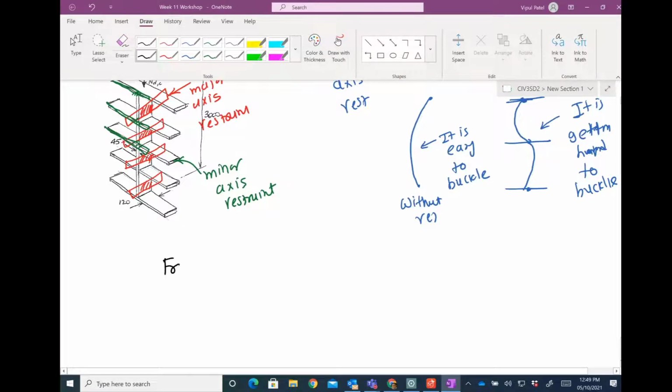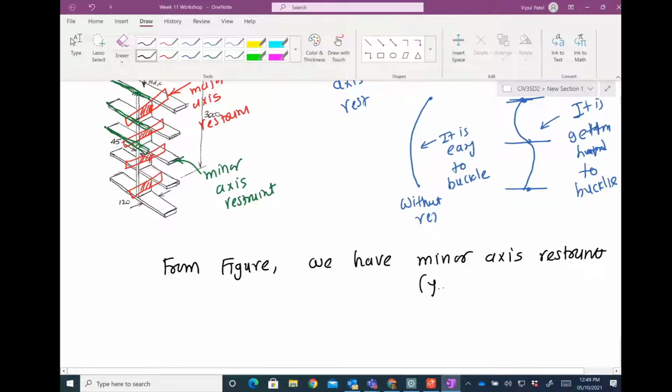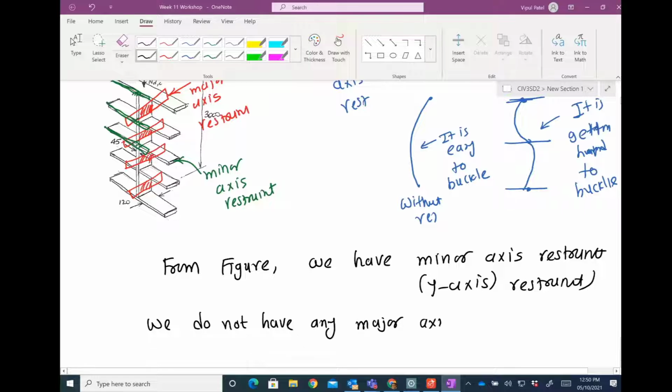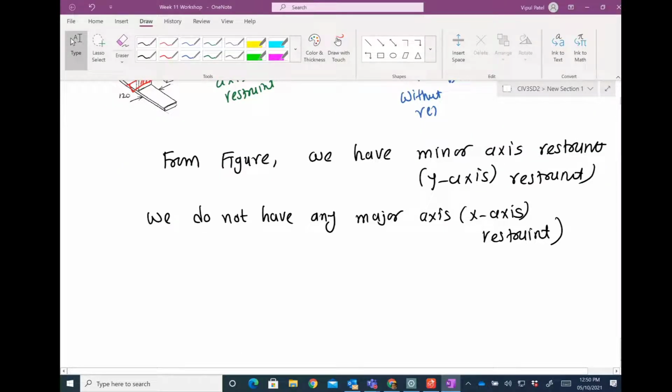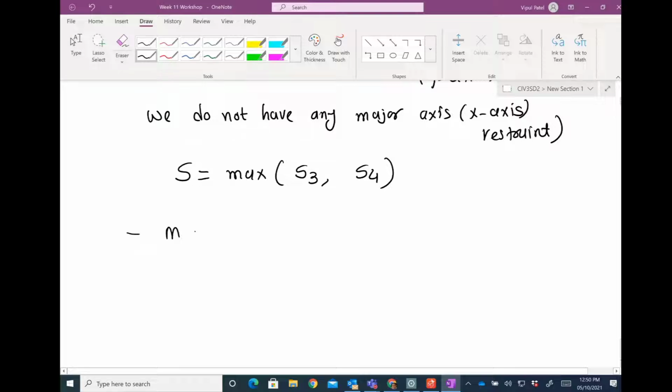So from this figure, we have minor axis restraint, meaning y-axis restraint. We do not have any major axis, or say x-axis, restraint, right? I hope you understand that. So let's work out first, because for S, which is the slenderness coefficient, it would be S3 and S4. Let's work out the major axis first.